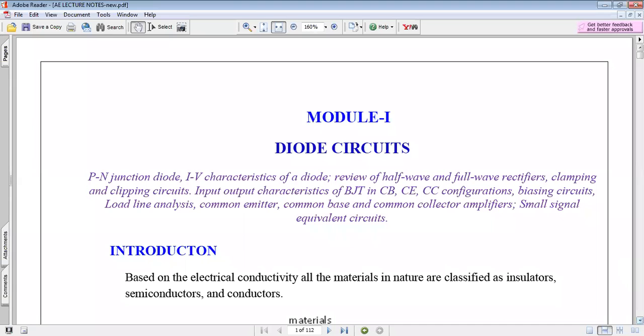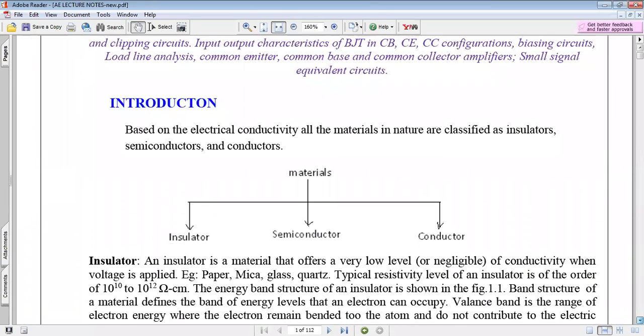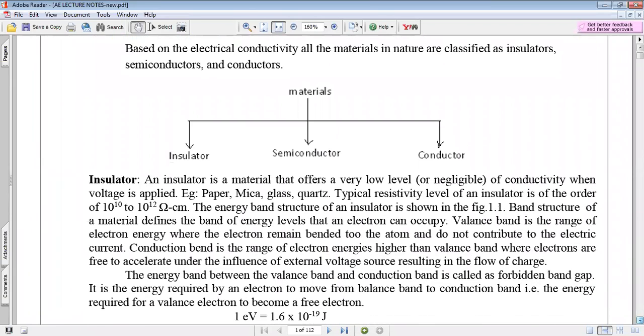This is my another video on the subject Analog Electronics 1. In the previous videos we have covered the basics of electronics, semiconductor electronics and review of diode characteristic. After that we have to go to the next topic, which is the diode circuits. This all we have covered in the previous lectures.